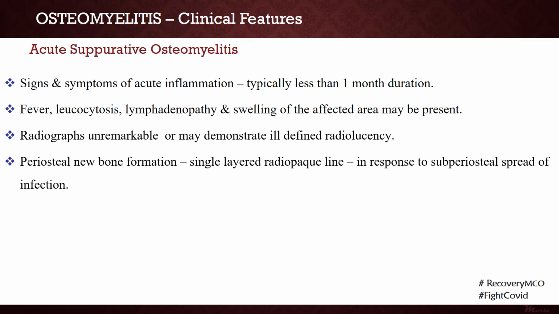Radiographs taken for cases of acute suppurative osteomyelitis do not show any changes. However, within 10 to 14 days, these may show some ill-defined radiolucency. There may be certain locations showing periosteal new bone formation as a response to the bone resorption. This can be appreciated as a single-layered radio-opaque line, which is due to the subperiosteal spread of the infection.